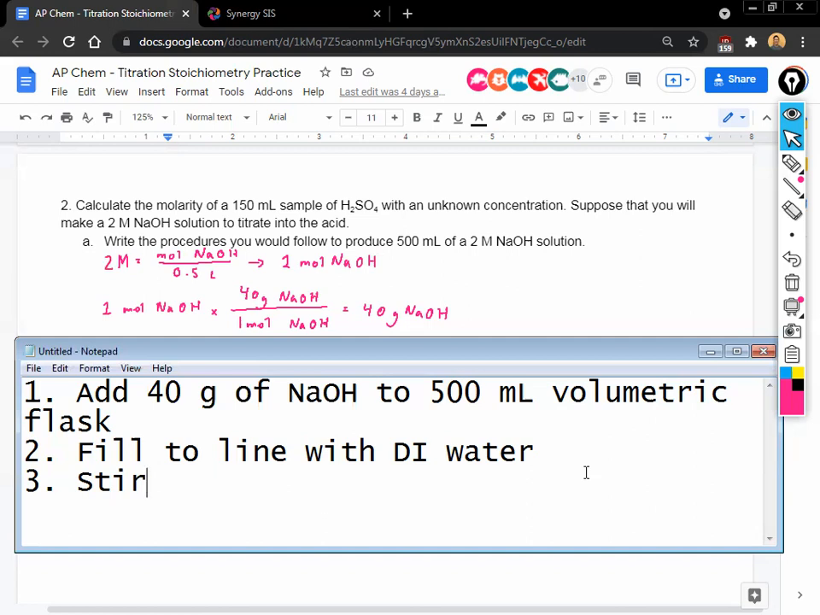It's what we went over last time with the procedures, and this will also probably be on the AP Chem test. Just know that you have to add the solute before you fill it up with water. I'll give you a few more minutes to work on parts B and C, and then we'll start going over it.